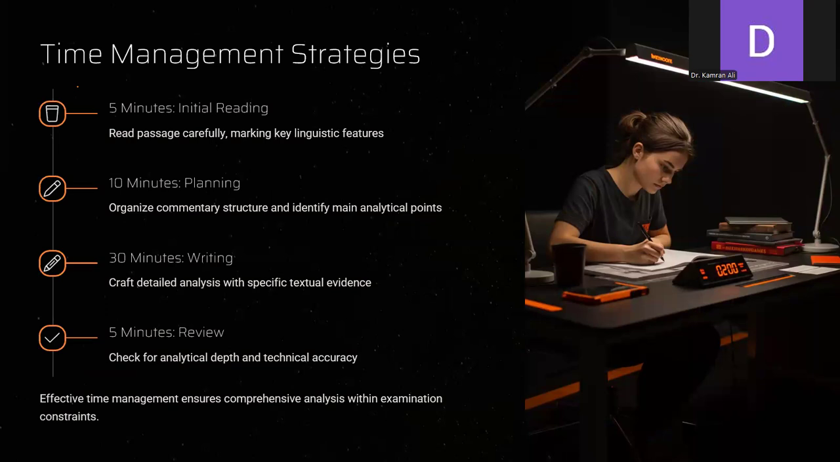Okay, time management strategies: 5 minutes initial reading, 10 minutes planning, 30 minutes writing, 5 minutes review. Right. So this is right. If it's 20, 15, and 40, you should give 45 to 50 minutes at least to one passage, because there are going to be two passages and you get around 2 hours 15 minutes, something.